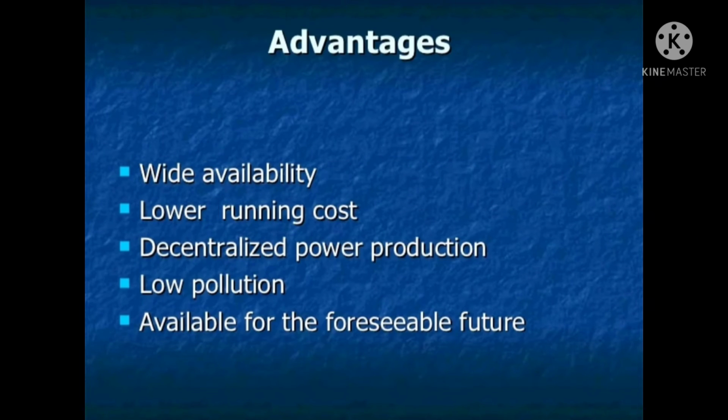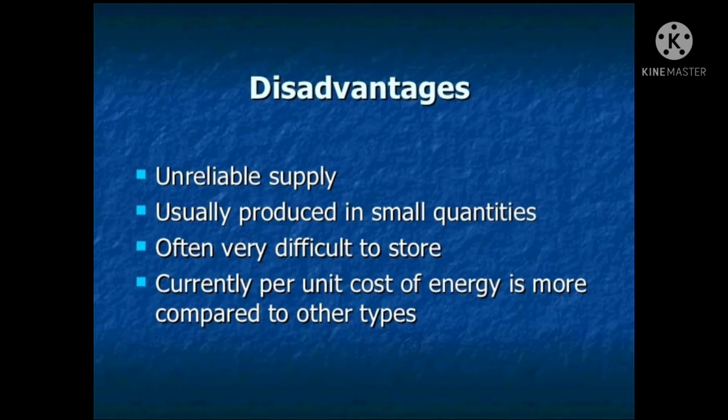Its advantages are the following. It has wide availability, lower running cost, decentralized power production, low pollution, and is available for the foreseeable future. While there are also some disadvantages, and some of them are unreliable supply, usually produced in small quantities, often very difficult to store. Currently, the per unit cost of energy is more compared to other types.